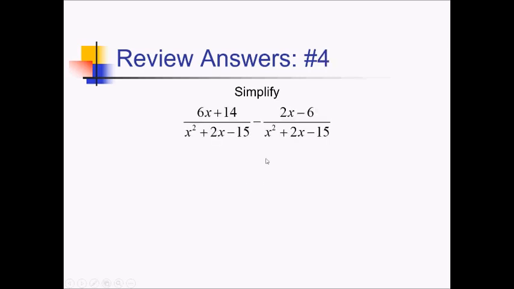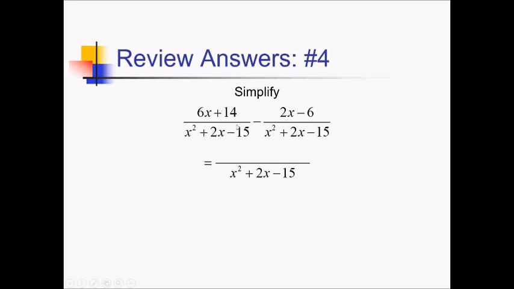To simplify this expression, since I'm adding or subtracting rational expressions, I have to first get a common denominator. Now the good news is it looks like we've already got the same denominator. So I can just keep that denominator and then just add or subtract the numerators.